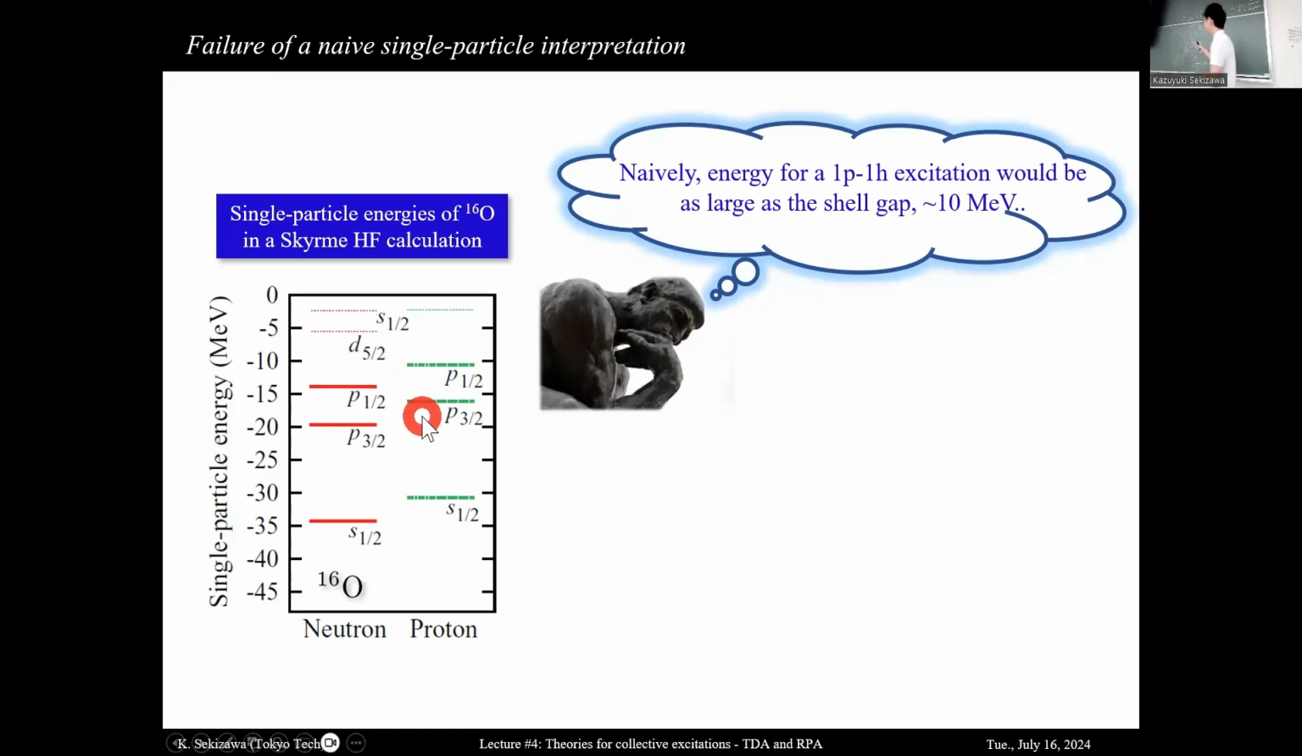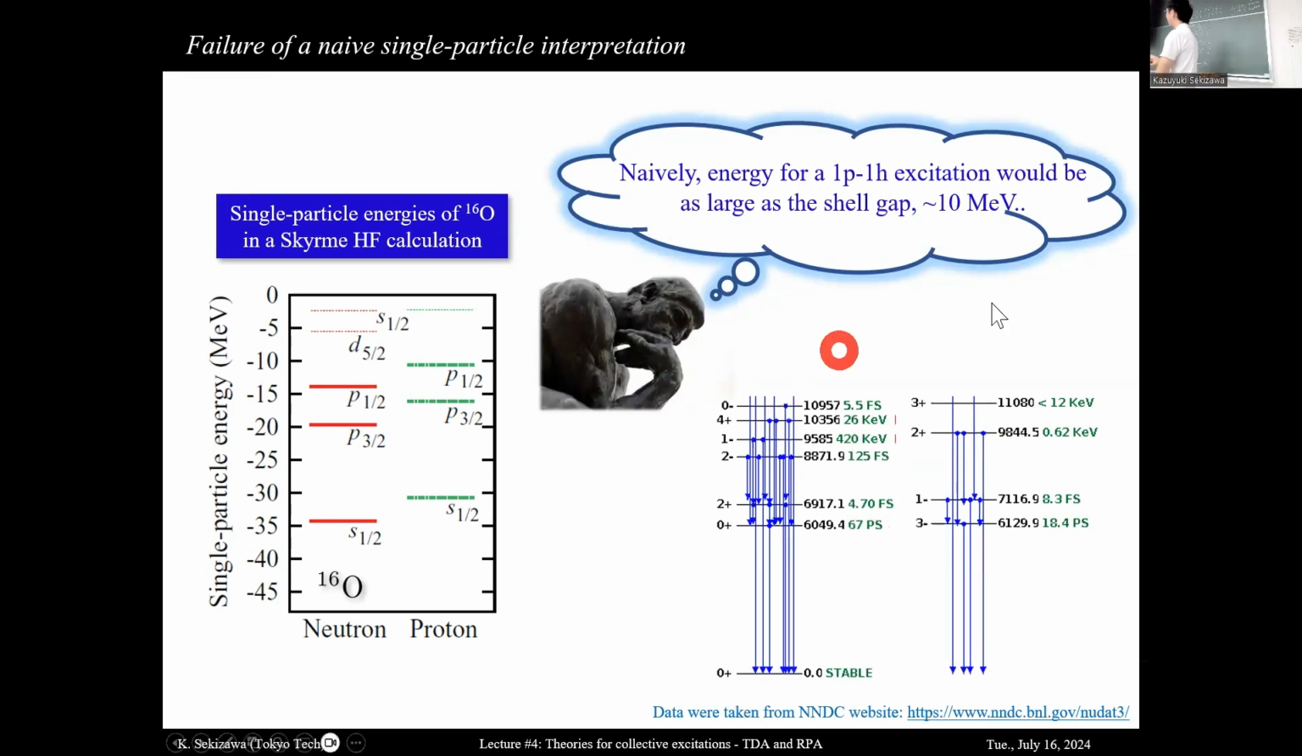So thinking similarly as before, you may expect as a first excitation energy about 10 MeV, or 9 or 8 MeV. I mean, to excite the last occupied neutron or proton to the next shell, you need such excitation energy. So simply thinking about one particle, one hole excitation, you need 10 MeV, more or less, to excite this oxygen 16.